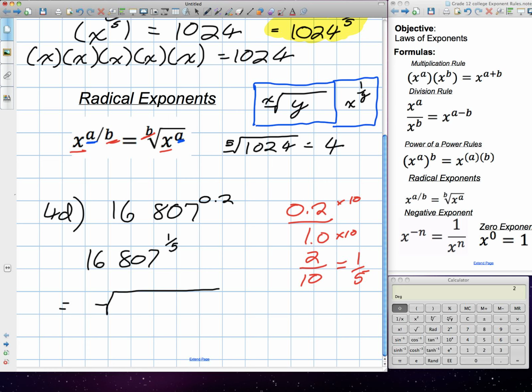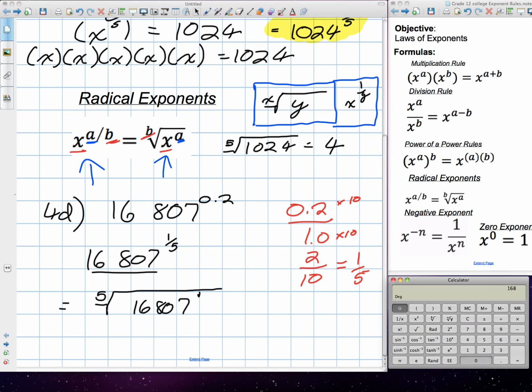16,807 will be our base. What power do I put 16,807 to? That's right, put it to 1, which means it really doesn't change it. And what root will this be? The 5th root. Good. So that's it in radical form. We did the same process we had done above. The answer is 7.